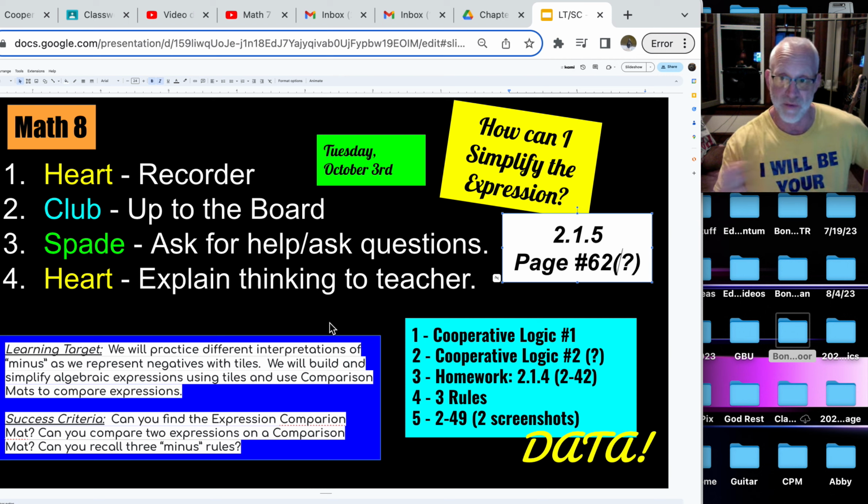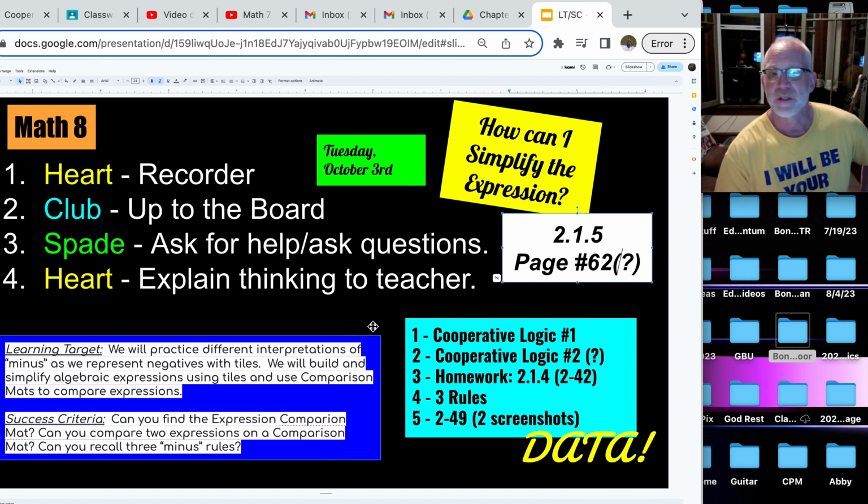So what does that mean for you? Number one, can you find the expression comparison mat? Number two, can you compare two expressions on a comparison mat? And number three, can you recall the three minus rules? That's what we're going to talk about today.